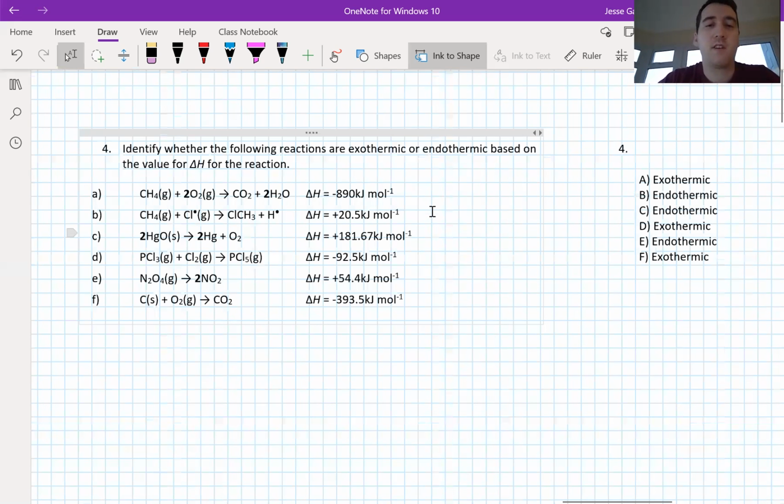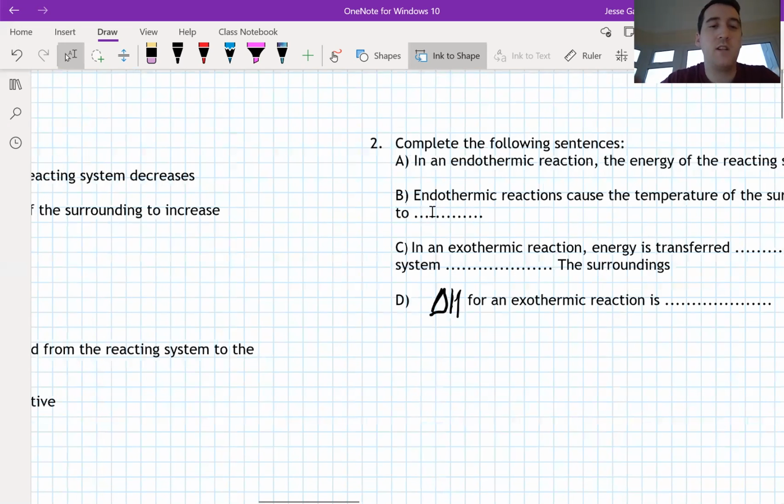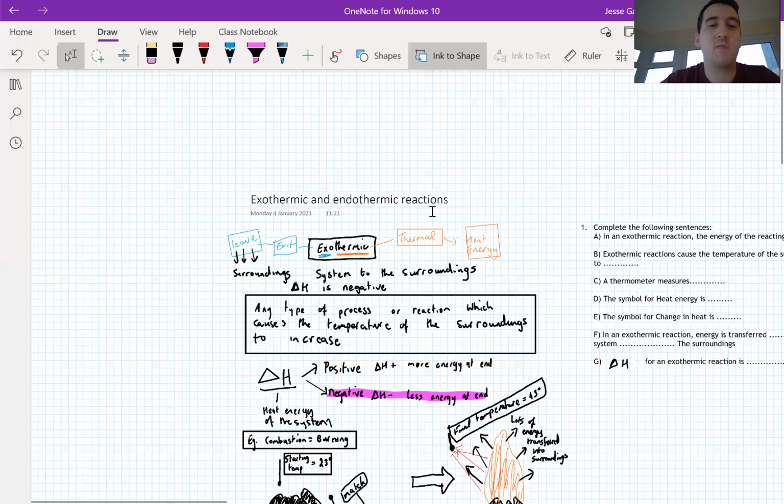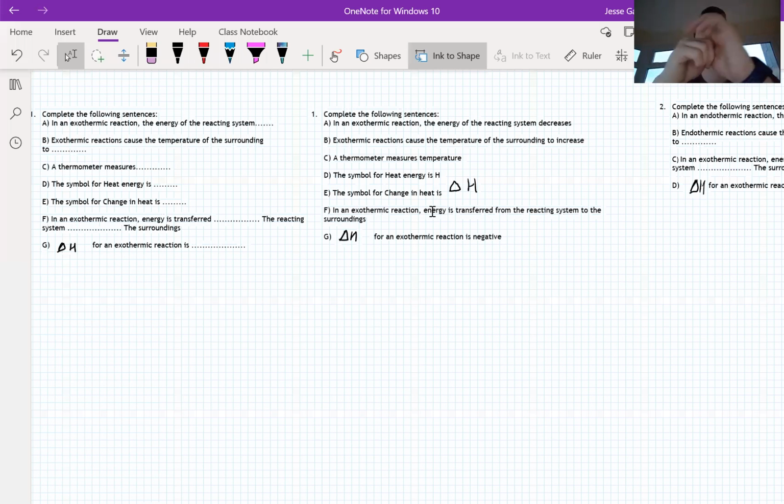All right, that's it for today. You now know what exo and endothermic reactions are. To summarize, what can we say specifically about an exothermic reaction? So speak your answer to the screen. What things do we know about an exothermic reaction?